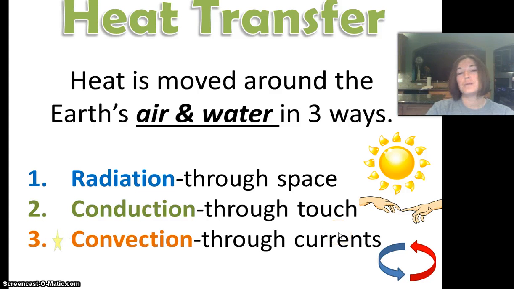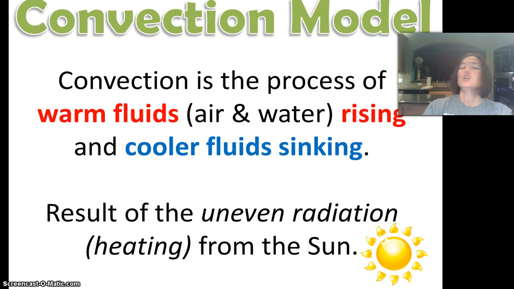And this is going to be the heat transfer that we're going to focus on for our ocean, climate, and weather unit. So let's talk about the convection model. Convection is the process of warm fluids. Fluid can be any air, like the atmosphere, or water, like in the ocean, rising.